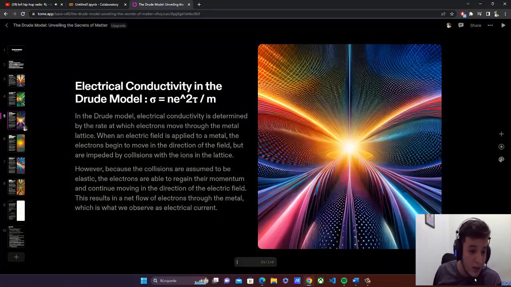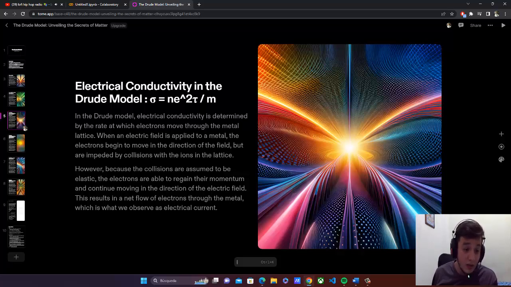According to the formula, electrical conductivity is directly proportional to the electron density and the square of the electron charge. It is also inversely proportional to the product of the average collision time and the effective mass of the electron. A high value of conductivity indicates that electrons can move easily through the metal, implying good electrical conduction capacity.